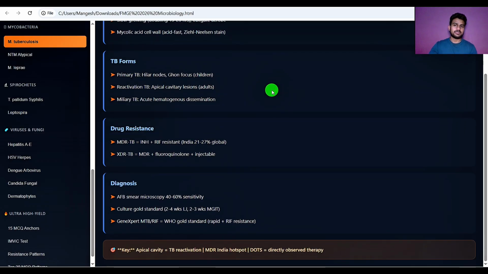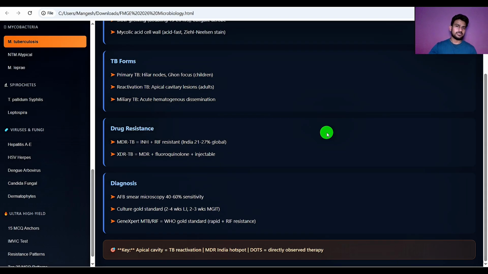The next thing is about the forms of TB. There are 3 different forms of TB: primary TB, reactivation TB, and miliary TB. The primary TB is common in children, reactivation TB is common in adults, and miliary TB can happen to anyone, and it is an acute hematogenous dissemination, so it is a more fatal form.